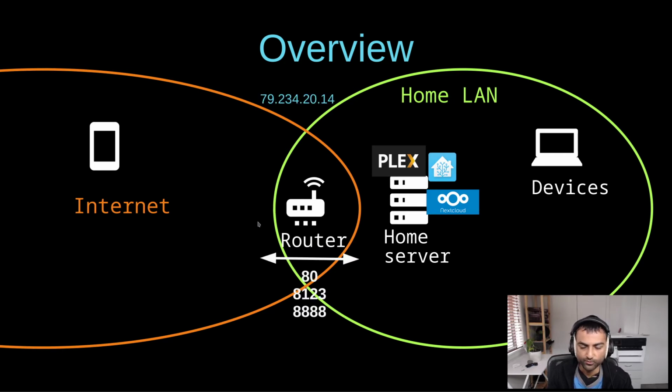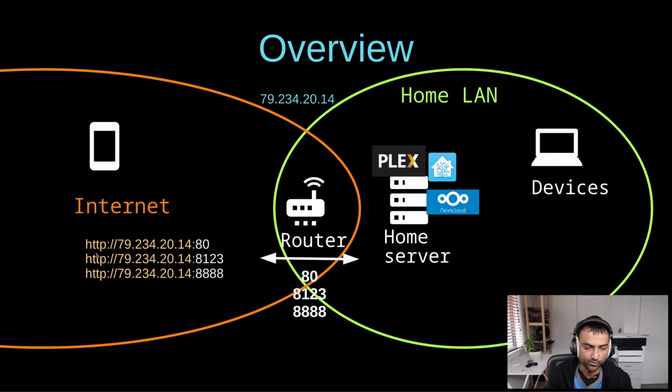The first way some of you might be familiar with is simply to open up the ports on your router and direct them to your home server. So this way each of your services could be on a different port and you simply access them over the internet using your external IP address. For example, using these kinds of URLs and the port.